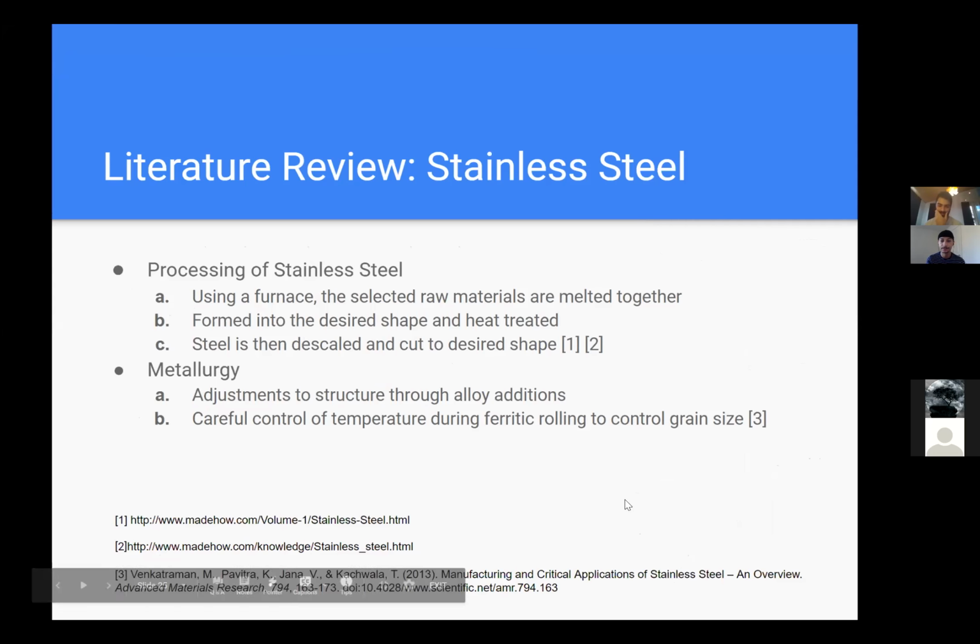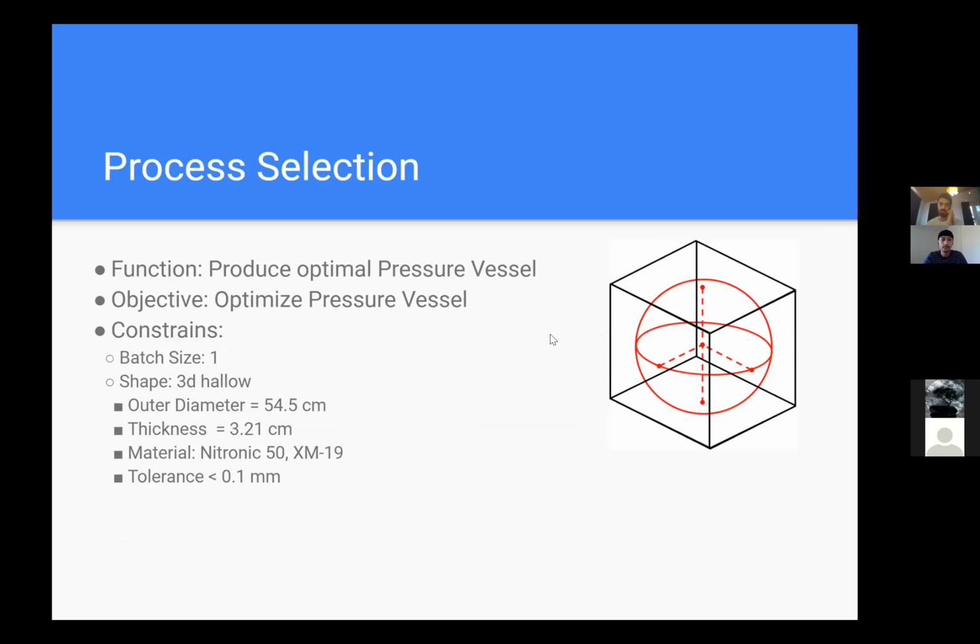All right. And then a little more literature review on stainless steel, which uses the furnace process to form the desired shape, which is then processed again through tempering in the second step with heat treatment. Afterwards, you would descale it and cut it into the desired shape. For the metallurgy, you can adjust the structure a little by adding different elements to change the composition, which lets us control the grain size. You'll see that when we add nitrogen later on down the line, it does something really cool.